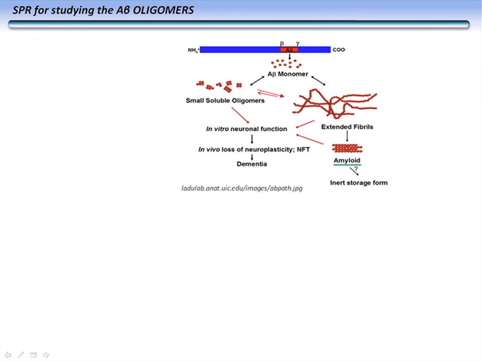So after these results obtained when studying fibril elongation, the next part of the webinar will be dedicated to the SPR studies for looking at the formation of A-beta oligomers. As I told you before, these are new data, and we hope that they will be published very soon.